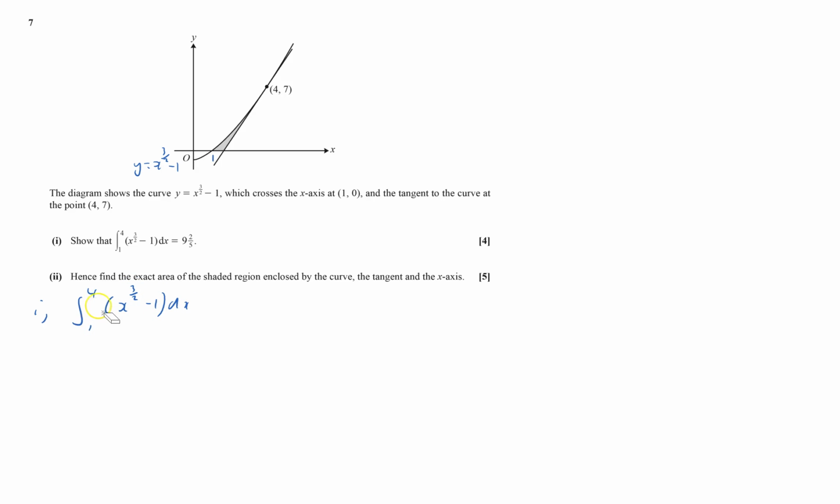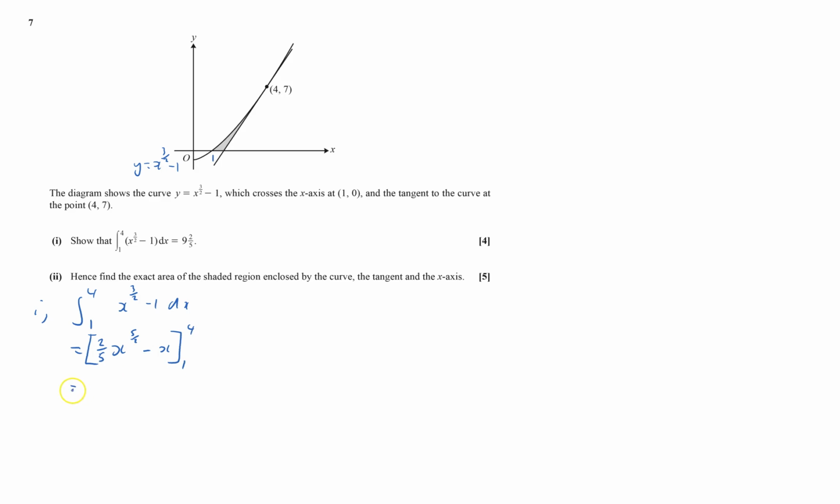Personally I prefer it without the brackets, like so. And so I'm integrating, so I need to increase the power. x to the 3 over 2, that's 1.5, goes to 2.5, which is 5 over 2. And if I differentiate that, that'll give me 5 over 2, so I times that by 2/5, that'll be 1, that's what I want, minus x, and that's good. And it's between limits, between 4 at the top and 1 down here.